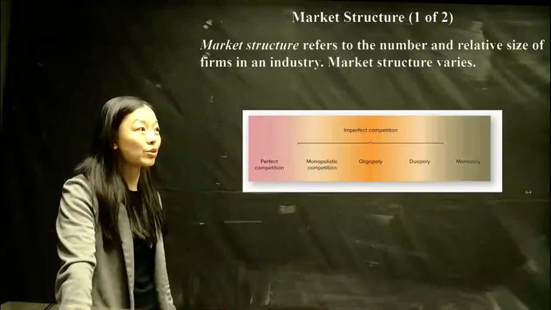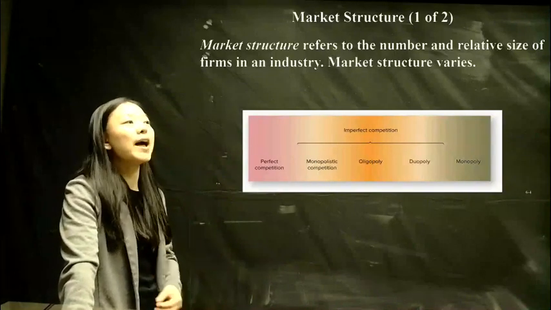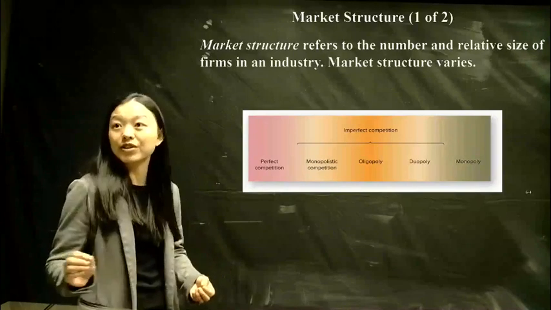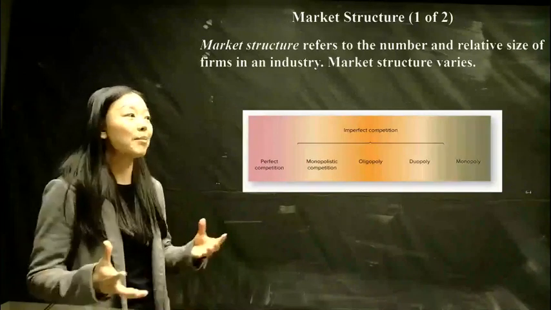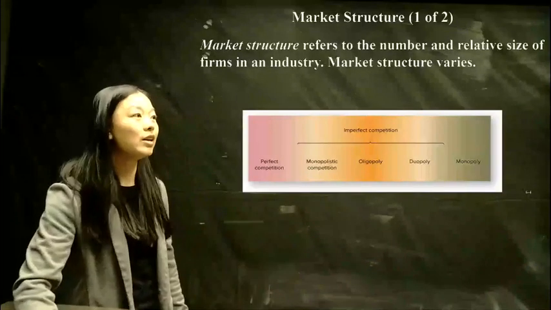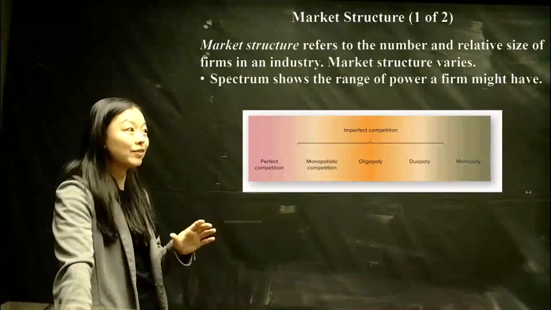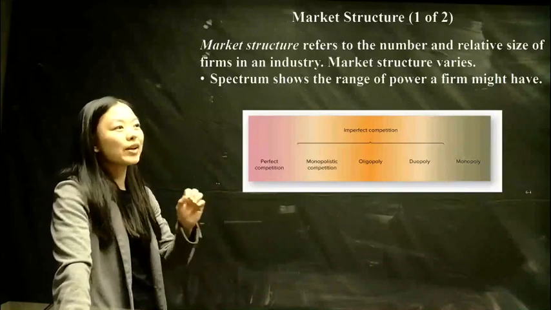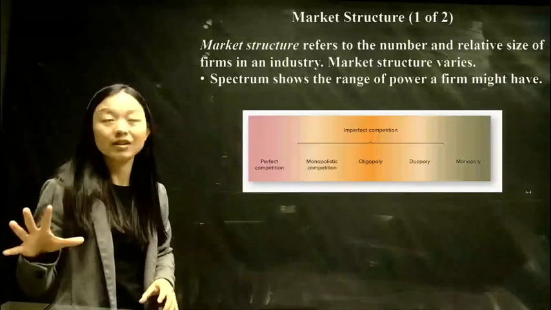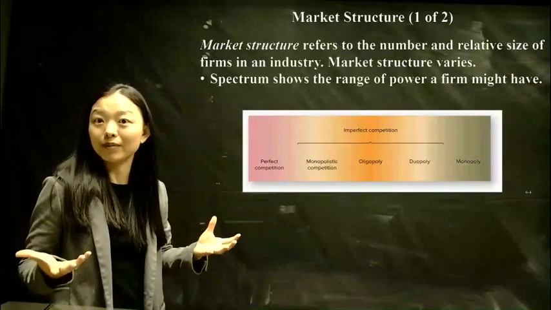Market structure refers to the number and relative size of the firms in the industry, and market structure always varies. Some markets are very similar to perfect competition. Some markets have just one supplier, which is a monopoly. This spectrum shows the range of power a firm might have. The pink side is perfect competition, the green side is monopoly. Which one will have market power?